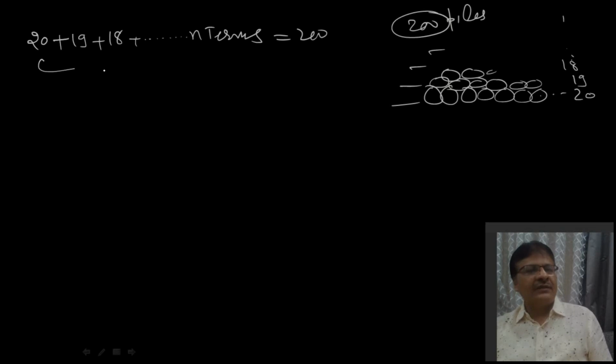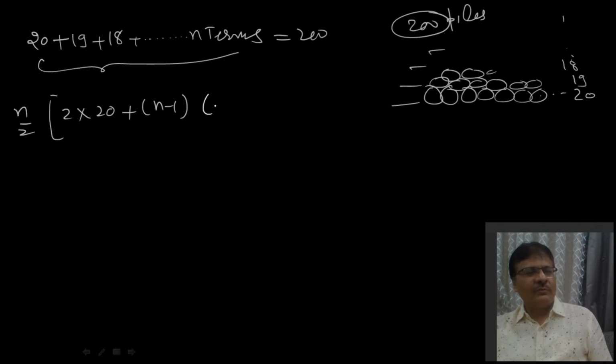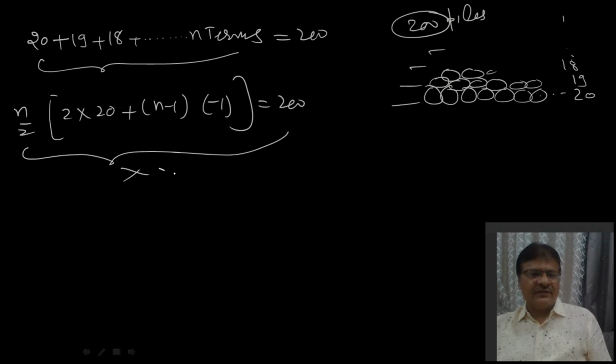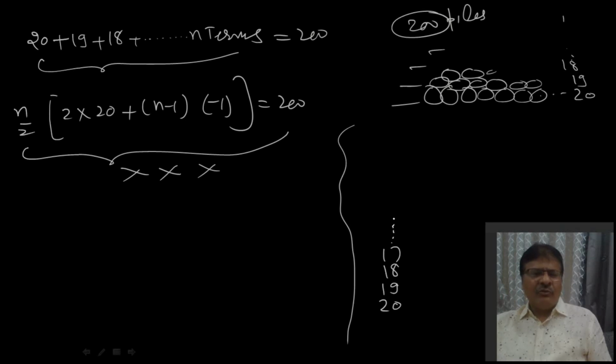So again apply the formula of sum. n by 2, 2a, first term 20, plus n minus 1 into common difference, which is minus 1, equal to 200. You need to determine the value of n by solving this equation, but I will not advise that. Don't do that. I will explain one little technique, very easy. The bottom row has 20, then 19, then 18, then 17. How many maximum can we get? Up to 1, that's it.